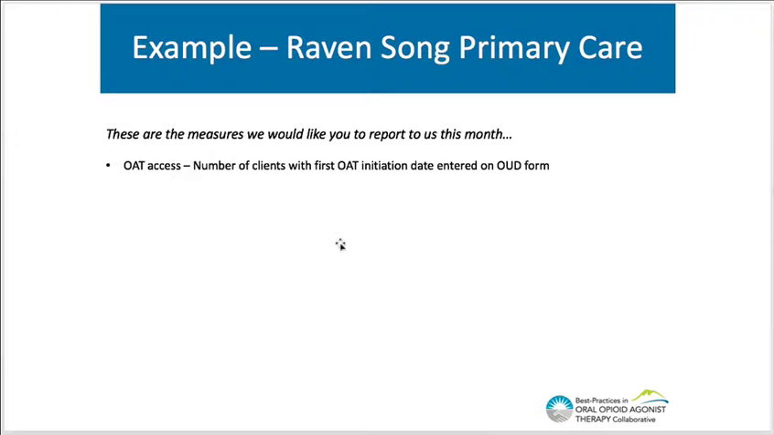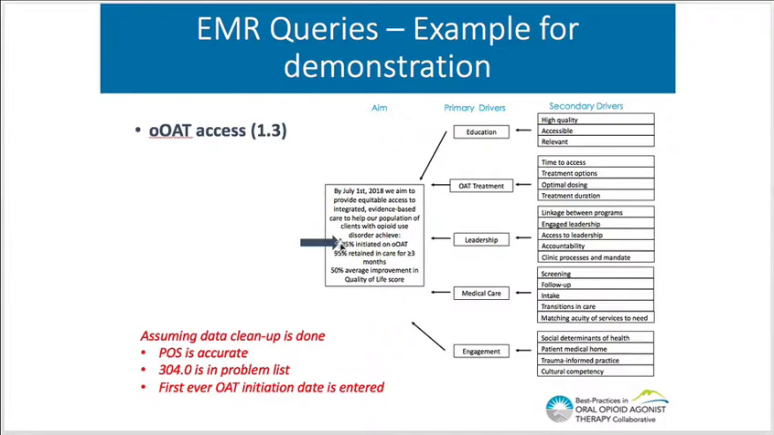Okay, so let's look at OAT access. That's one of the things we can try reporting on. Remember, in our overall collaborative, we want to get this to 95%. So out of those people with a history of OUD, we want to know that 19 out of 20 have at least tried OAT.